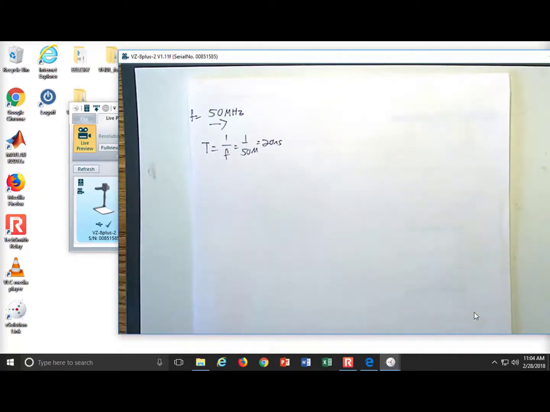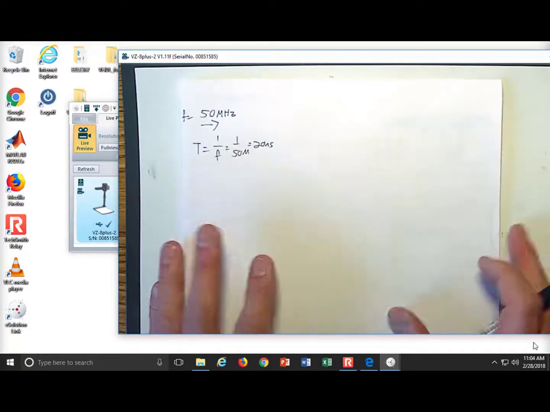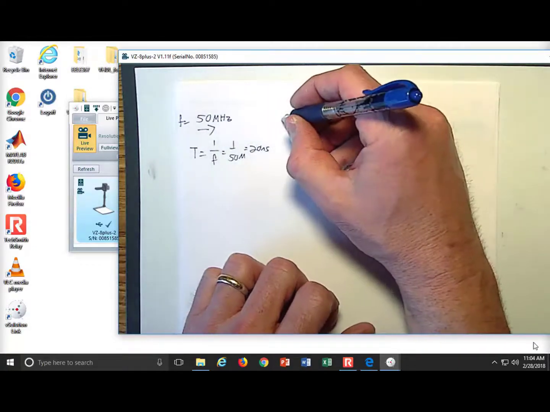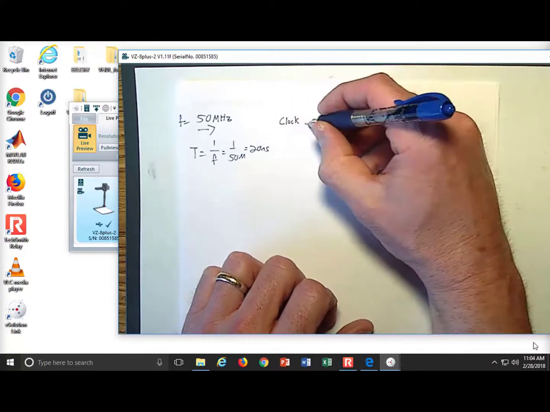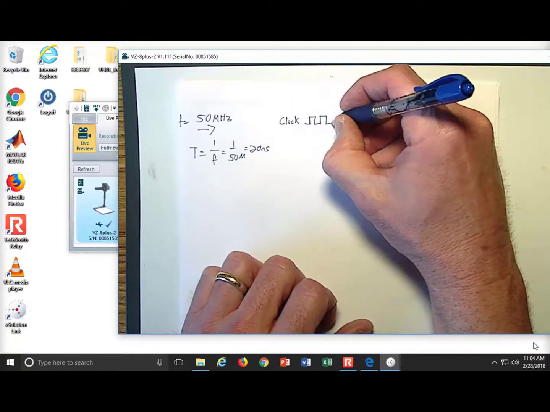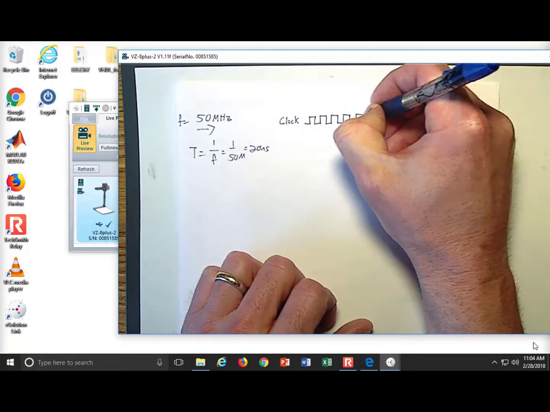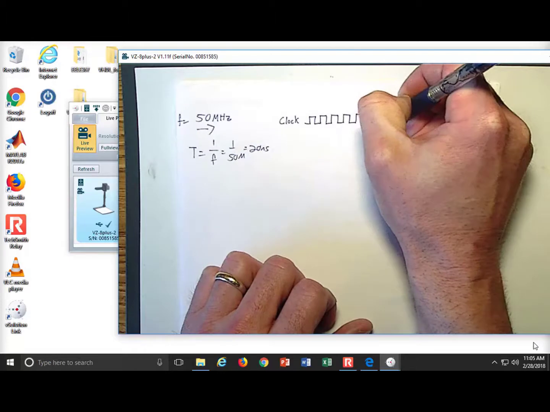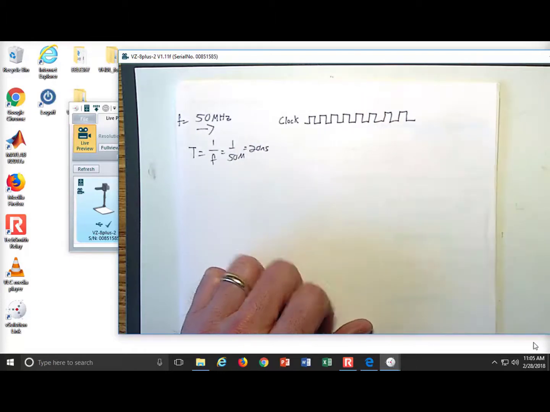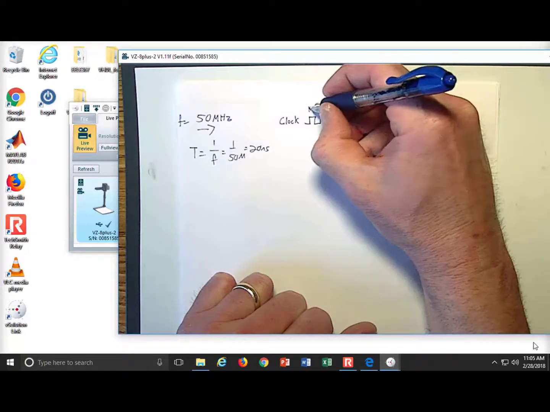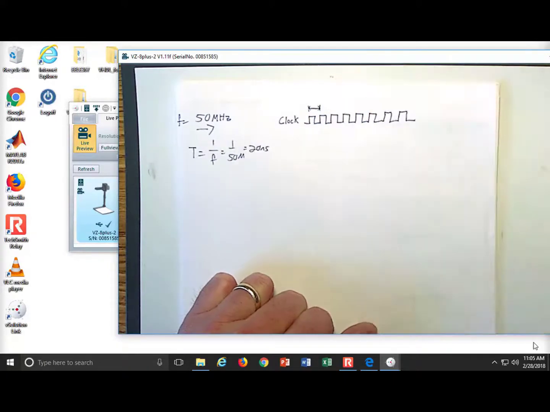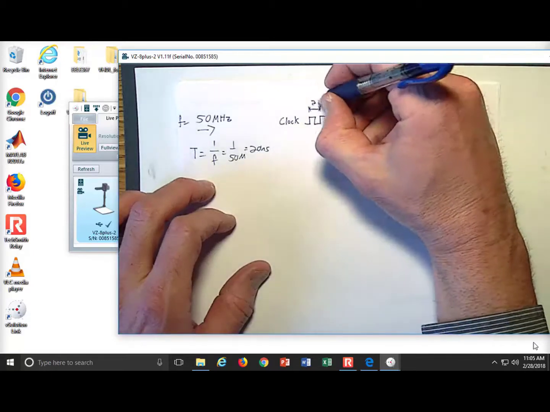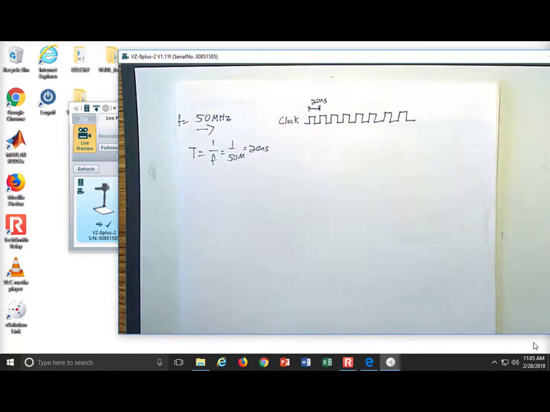Now, what does that mean when we look at it on a waveform? If we had our clock coming in, we would have this clock that's going along here, hammering away, just doing its thing. The period of any periodic wave is defined as the time difference between like edge to like edge. So in a clock, it's either rising edge to rising edge or falling edge to falling edge. It'll be the same thing. But every 20 nanoseconds, we get a clock period.